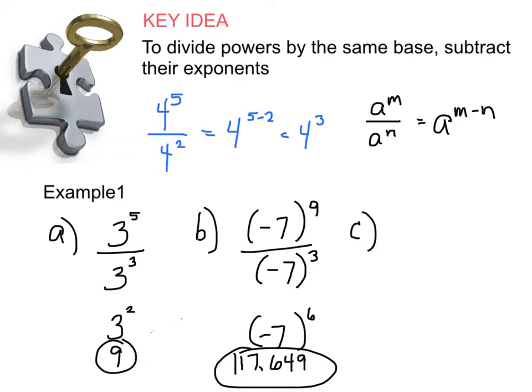Therefore, it's going to be a positive number. C, h to the 7th divided by h to the 6th. Well, that will give me just h to the 1st power, but we're only going to write that as just h. We never write the 1 power. We just leave it as an h.